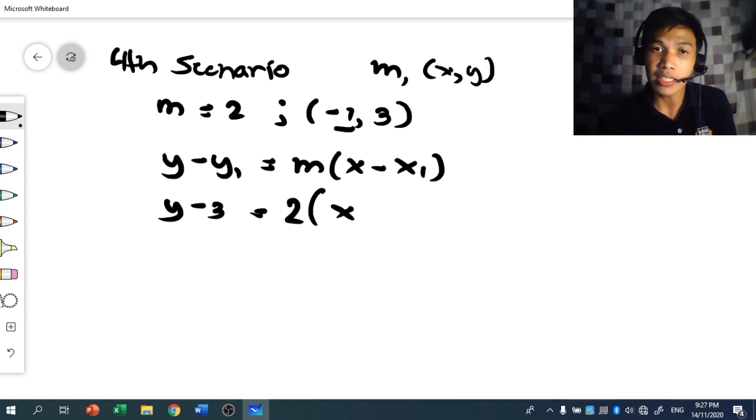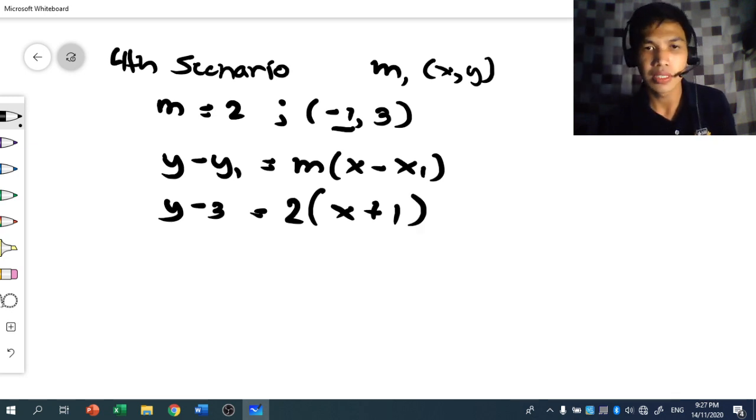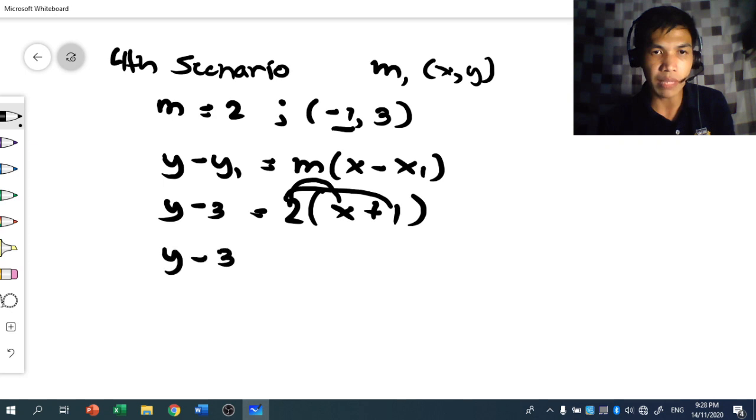So, x sub 1 natin is -1. So, negative times negative, that will be positive. So, plus 1. Yan. So, we need to use distributive property to multiply a binomial to a monomial. So, that must be equal to y minus 3 is equal to 2 times x. That will be 2x. 2 times positive 1. So, plus 2.